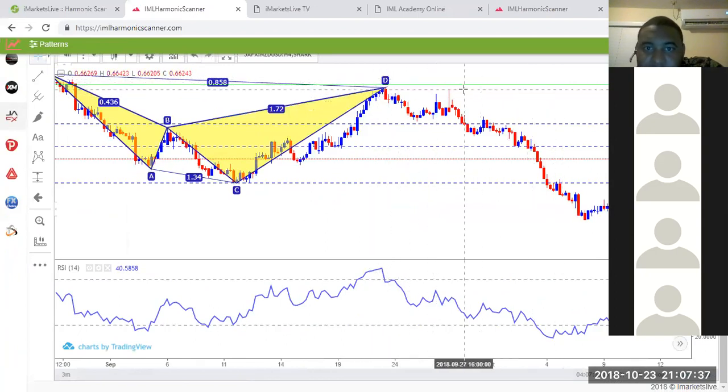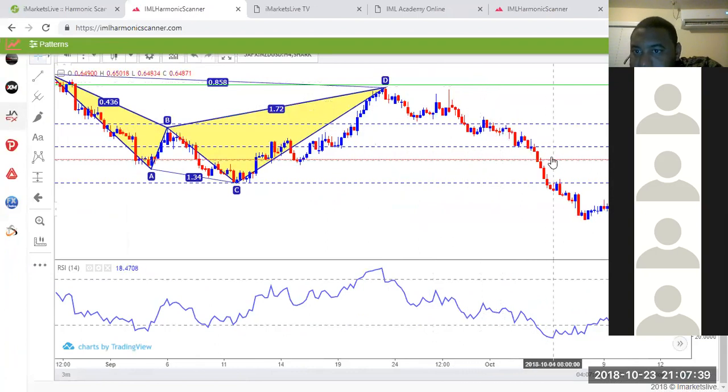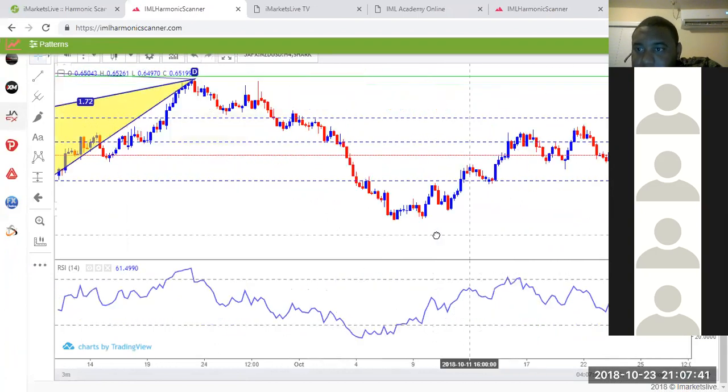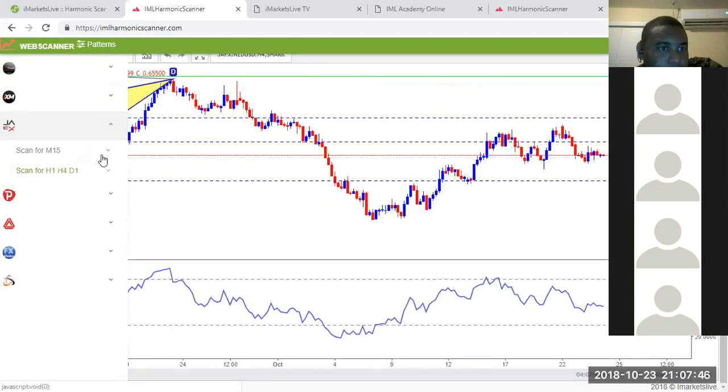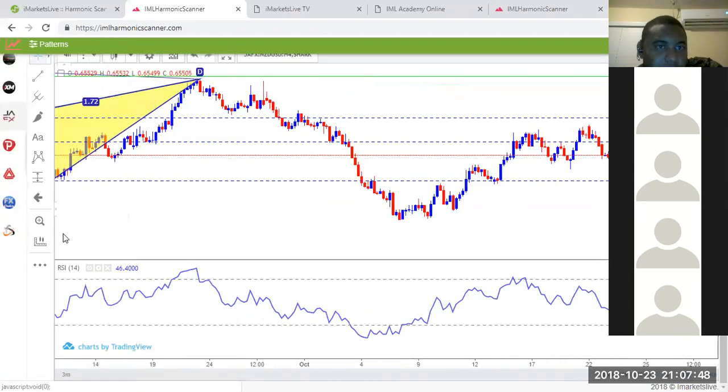Entered, if that even activated. TP1 hit, TP2 hit, TP3 hit. Trade done, success. 15-minute EU.